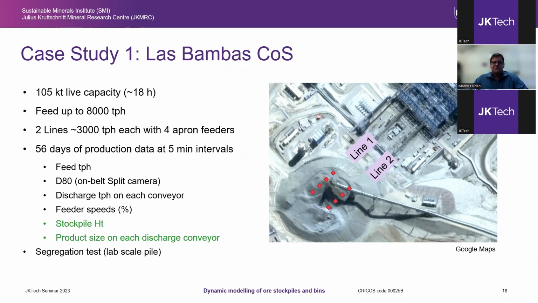We've obtained almost 2 months of data at 5-minute intervals from their PI system, which included the feed tons, the feed size from on-belt split cameras, tons per hour on the 2 SAG feed conveyors, and the feeder speeds on each of the 8 feeders. So these were all model inputs. In addition, we got stockpile height and product size on both of the SAG feed lines for model validation. We also performed the lab segregation test to obtain the segregation parameters.